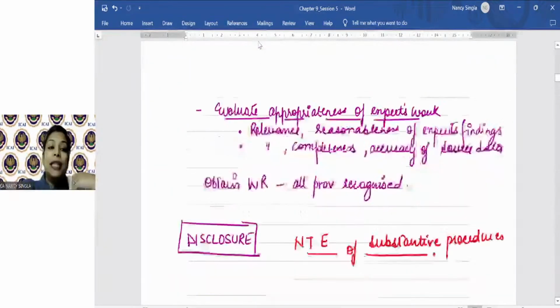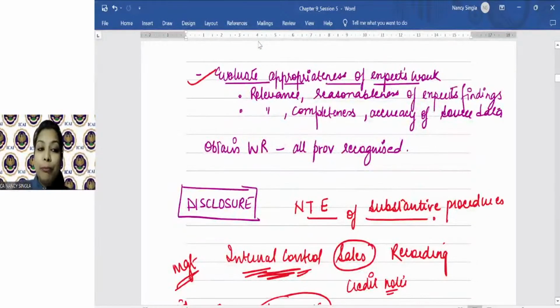ठीक है. Then auditor will evaluate the appropriateness of expert work, whether that expert work is appropriate for the purposes of the auditor, है ना. जिस पर्पस के लिए, जिस assertion के लिए ऑडिटर को वो वर्क ऑफ एक्सपर्ट यूज करना है, whether that is appropriate or not. If it is not, auditor will perform some other audit procedures, है ना.